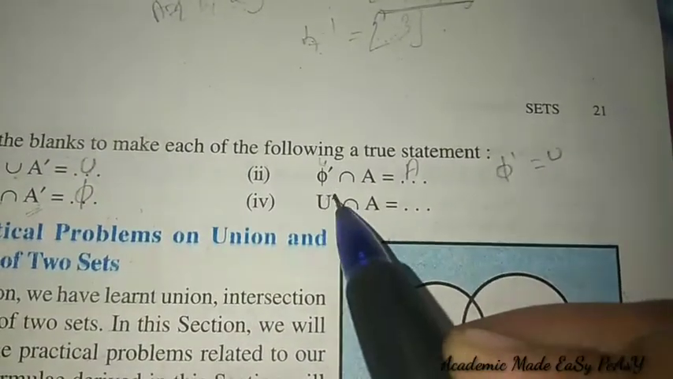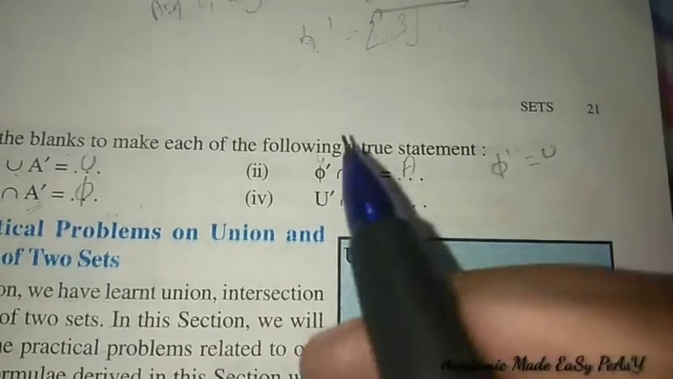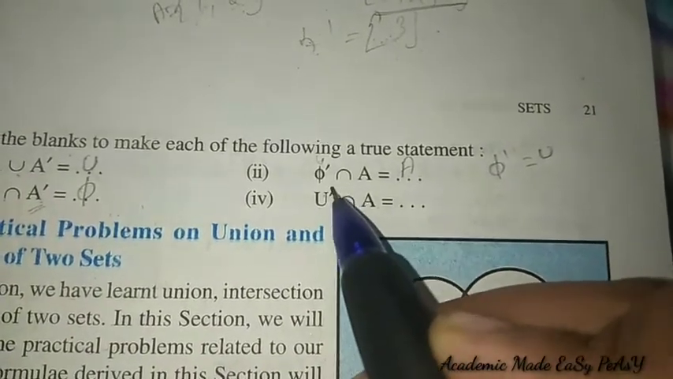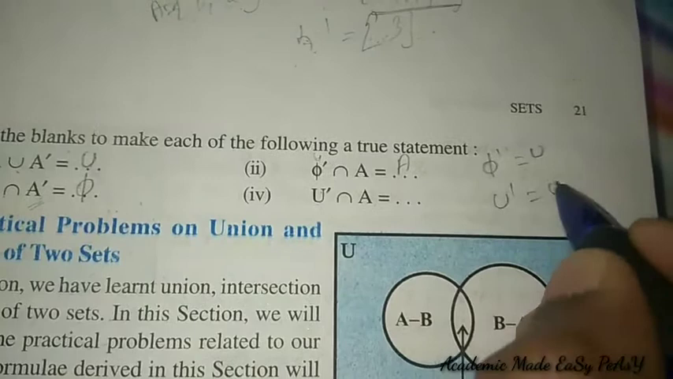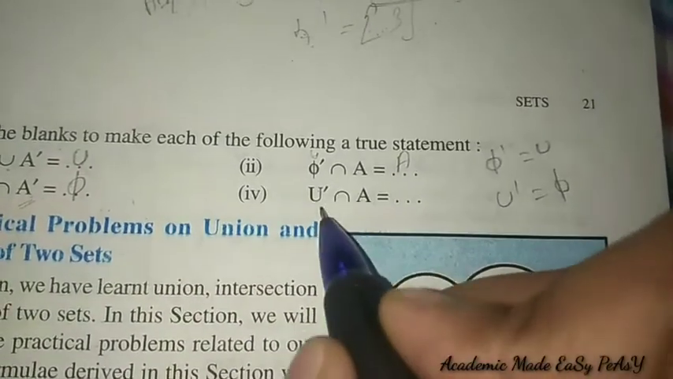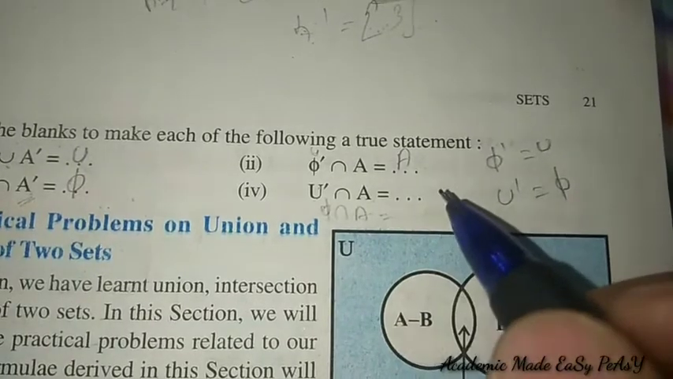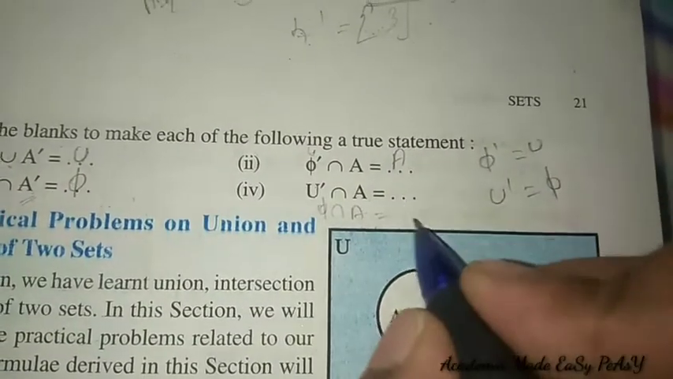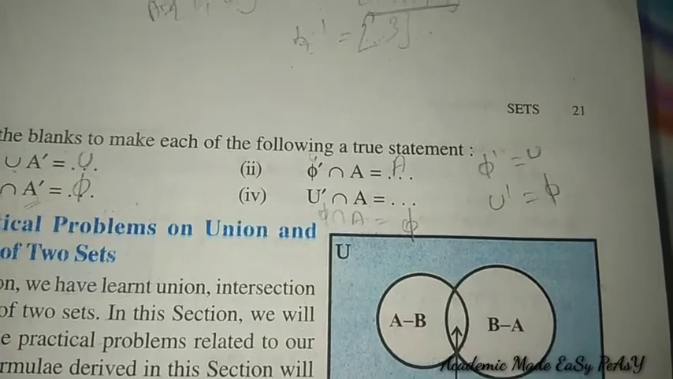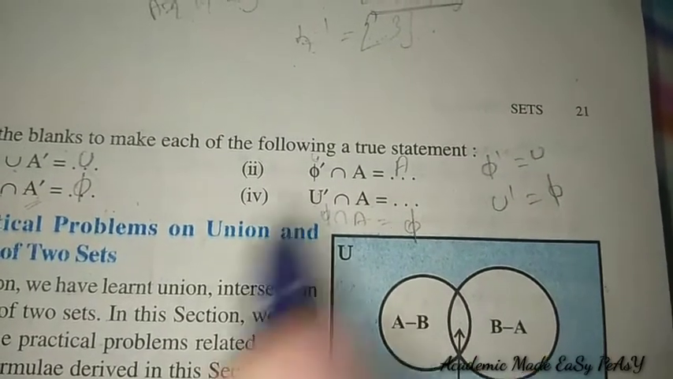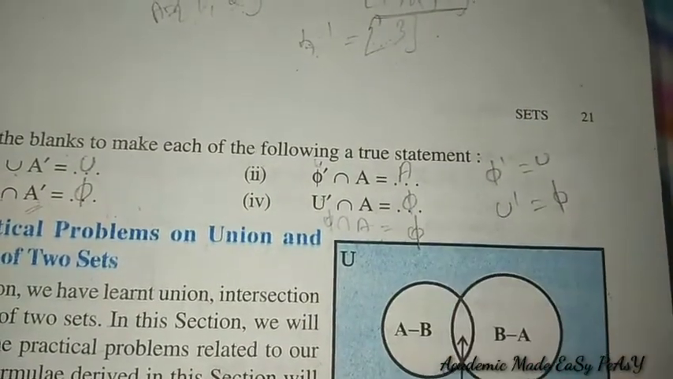Next one, U dash intersection A. Already I have taught you what U dash is. U dash is equal to the null set. So null set intersection A. Nothing intersection some set, is there anything? No, nothing is there. So therefore it is also the null set. Is that clear? So this blank will be filled with the null set.